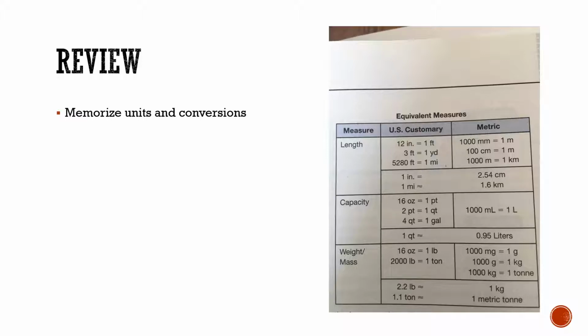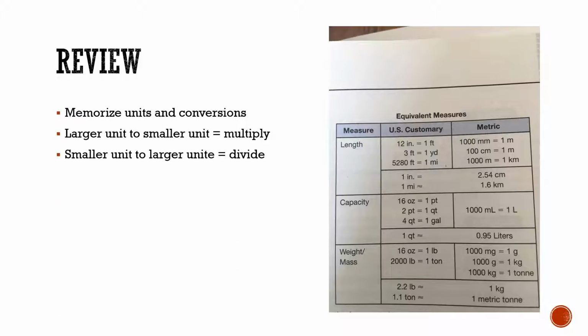It's going to make your life a lot easier in math if you just automatically know, for example, how many ounces are in a pint. 16 ounces in a pint. If you can just remember that, it will be much easier. Remember, when we go from a larger unit to a smaller unit, we multiply. Smaller unit to a larger unit, we divide.